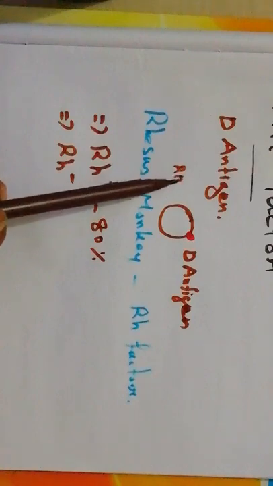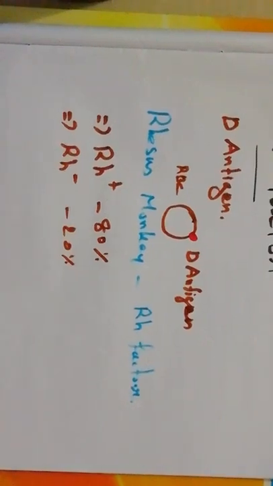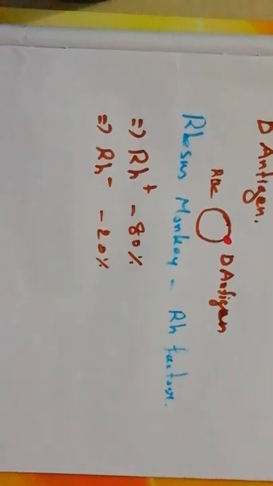So all around the world, they said 80% of the people may have this D antigen on the surface of the RBC cells. So this is an RBC cell, right? And the rest, around 20% of the people, have no D antigen on the RBC. So they will be RH negative persons, right? So it doesn't matter, as I said, but when they transfer the blood, this is one of the factors we must concentrate on, right?